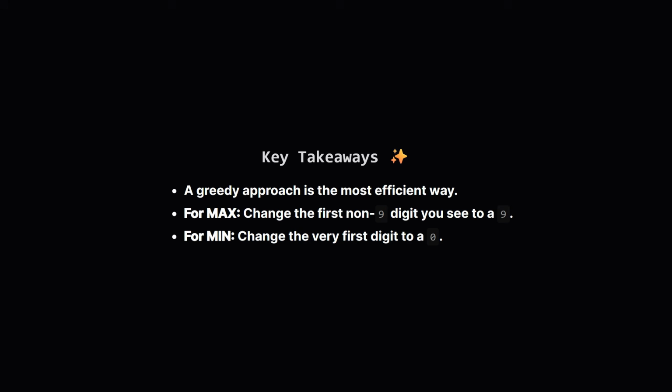So let's quickly recap the main points. The key to solving this problem was to use a simple and effective greedy strategy. We didn't need to try every possibility. For the maximum value, we just found the first digit from the left that wasn't a 9, and changed all of its copies to a 9. And for the minimum value, we always targeted the very first digit and changed all of its copies to a 0. This direct approach gets us the right answer every time.